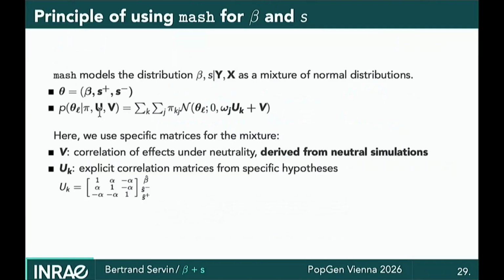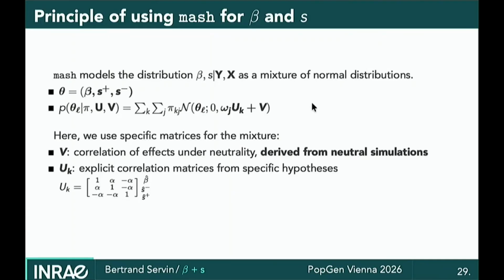Okay. I won't go into how this method works. Just want to mention one thing. It's modeling the joint distribution of beta, the selection coefficient in the plus line, and the selection coefficient in the minus line, using a mixture of normal distributions. And the important thing is that there is a possibility to give what the expected covariance is under neutrality. For a neutral marker, what is the expected covariance between your parameters? And this is what we can do with simulation.